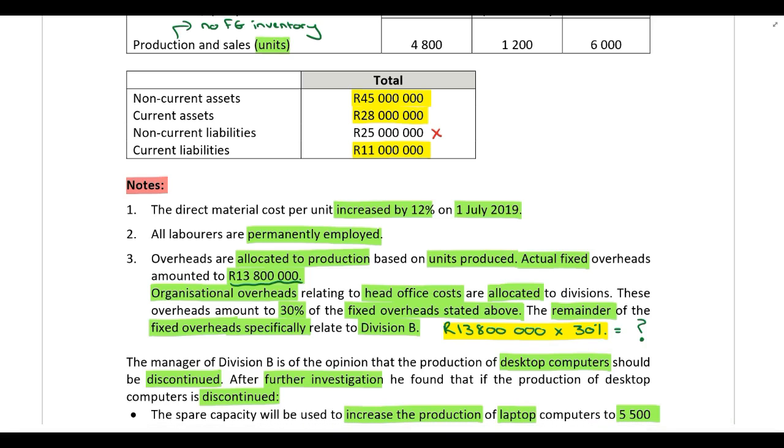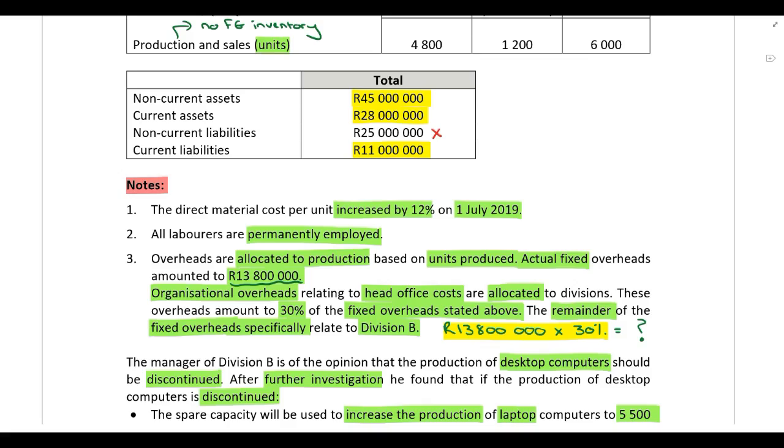However, please remember, when you are making a decision, we are making a decision about the future. Up until this point, the division has been producing desktop computers. We are now deciding whether in the future they should continue producing desktop computers or they should discontinue the production of desktop computers. So because you are making a decision about the future, any expected changes in costs or revenue should be taken into account in your calculations. So that's what we're going to start with over here.